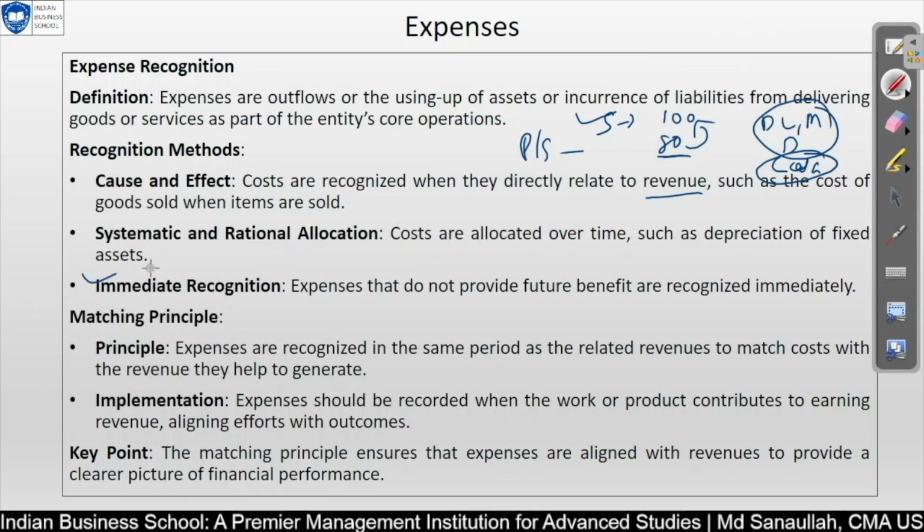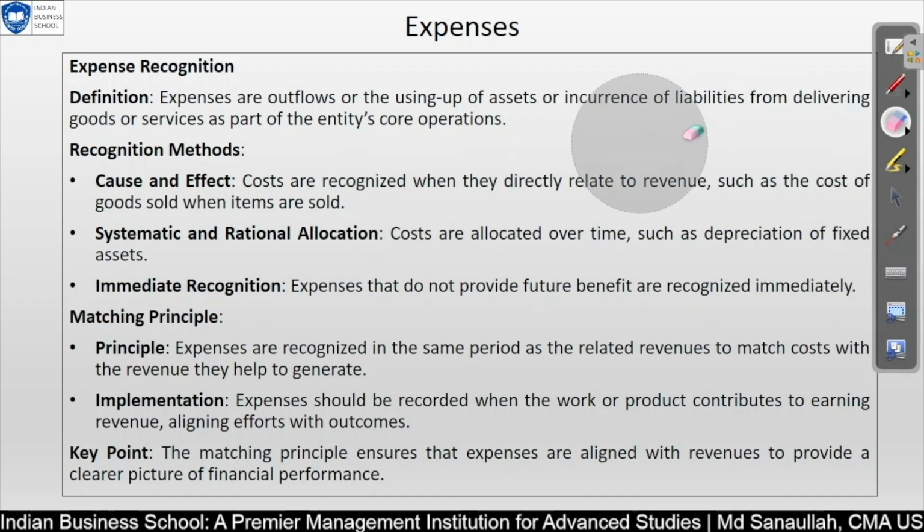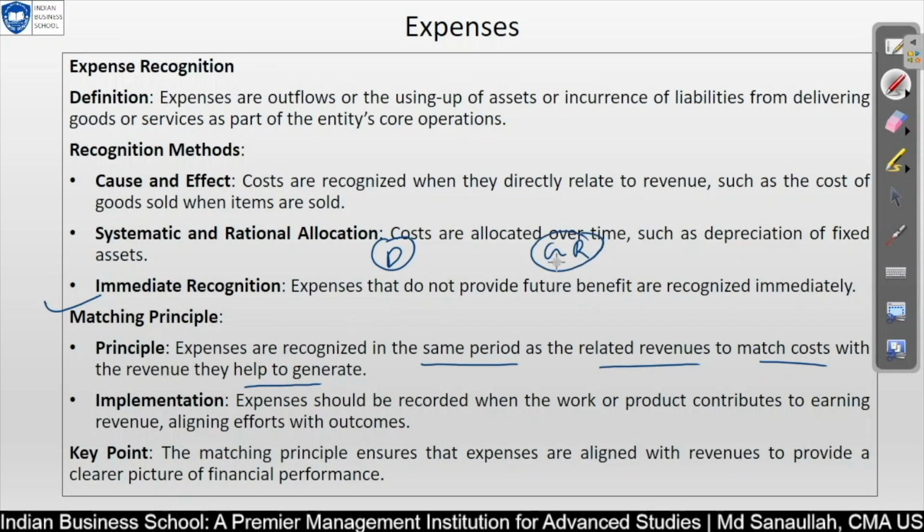And immediate recognition, as and when it is incurred. Expenses that do not provide future benefit are recognized immediately. Another point is the matching principle. Expenses are recognized in the same period as the related revenue, to match the cost with the revenue it helped to generate. This cost is associated with this revenue, so as and when you book or recognize your revenue, similarly you have to recognize your cost, which relates to your period cost.